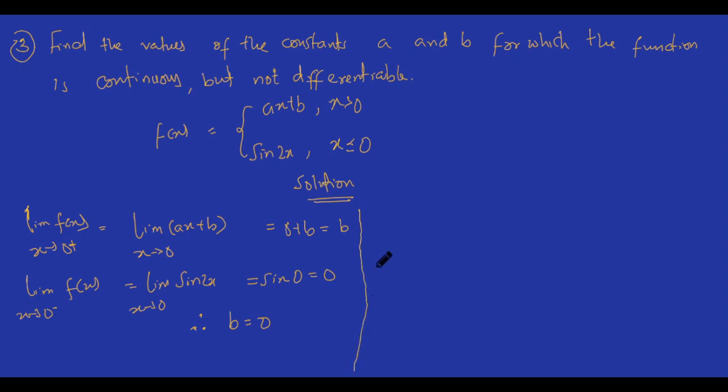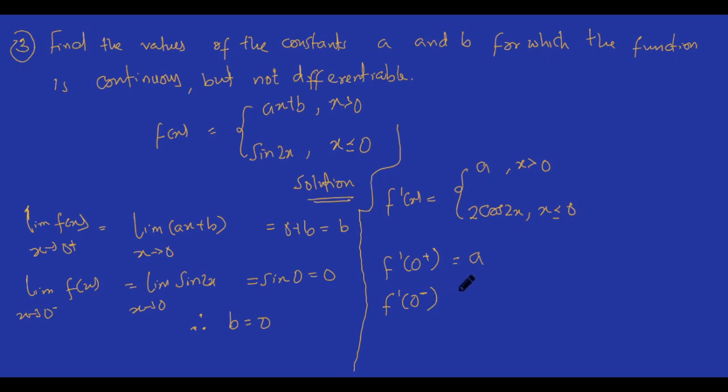So if it is not differentiable, let's find f prime of x. So f prime of x now becomes a for x greater than 0 and 2 cos 2x for x less than or equal to 0. So f prime of x as x tends towards 0 from the right is equal to a, and f prime as x tends towards 0 from the left, you have 2 cos 2 into bracket 0, and this is equal to 2. Since it's not going to be differentiable, it means the value of the derivative as x tends towards 0 from the right should not be equal to the value of the derivative as x tends towards 0 from the left. Therefore, a is not equal to 2 for the function not to be differentiable.